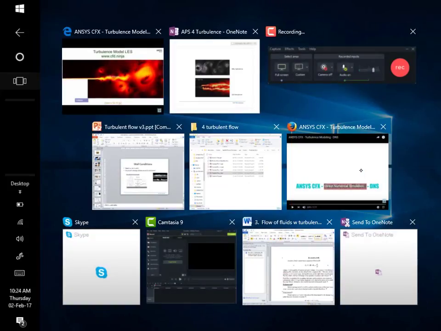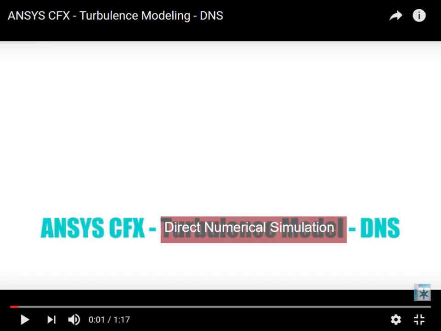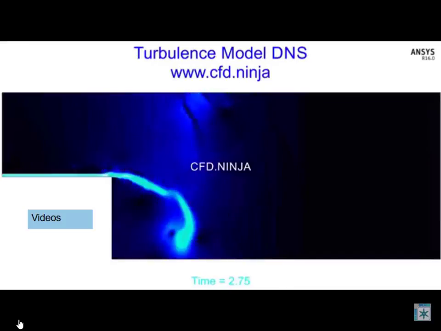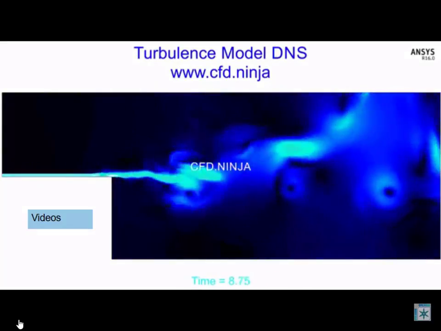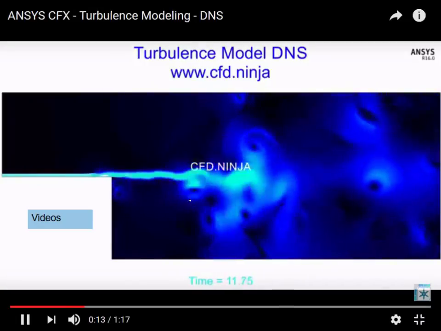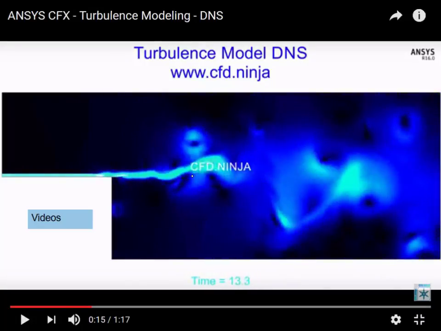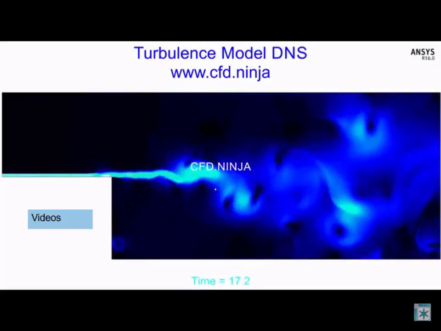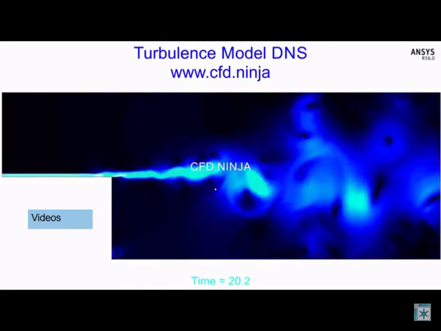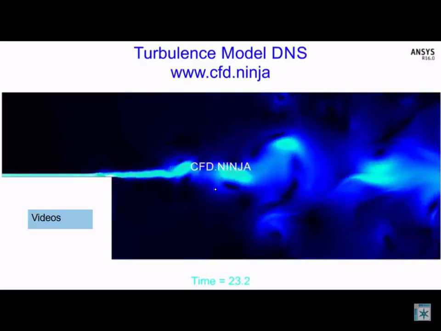So here's the one that's higher scale. It's the same problem. This is direct numerical simulation. So it looks similar, but these guys are resolved. If you look in at some of the details, there are more details resolved in this flow. Okay, so this is fantastic.